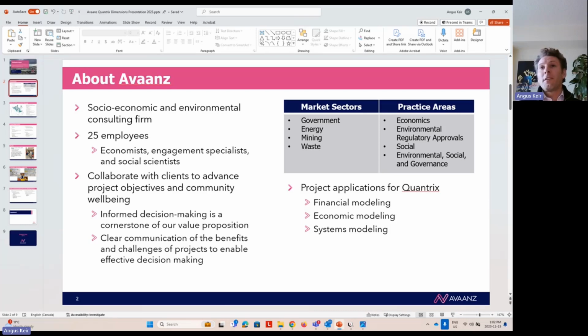So project applications that we've used Quantrix for include financial modeling, looking at the cost of implementing a program. What I'll talk about here today is the cost for school food programming, the cost for long-term care programming, the cost for language maintenance in terms of traditional language maintenance. We've done a lot of economic modeling with Quantrix as well, looking at large-scale projects such as power plants, large transportation projects where they're looking to develop a new road, and determining what the economic effects of this project are.